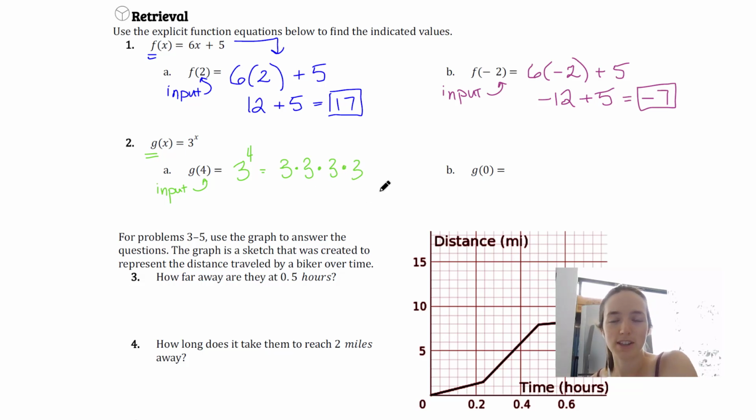Okay, now I can plug this into my calculator, but I know that 3 times 3 is equal to 9, and 9 times 9 is equal to 81.